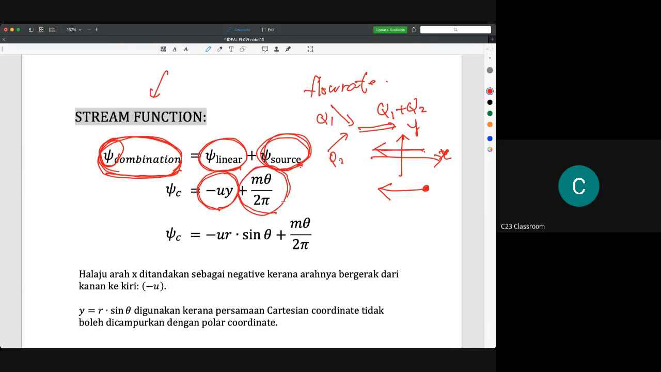The stream function for source is m theta over 2 pi. As I said, at this stage we have two coordinate systems, Cartesian and polar. So we change one of them. In this situation, we change the Cartesian coordinate into the polar coordinate. So we have negative UR sine theta plus m theta over 2 pi. We call this the psi combination.